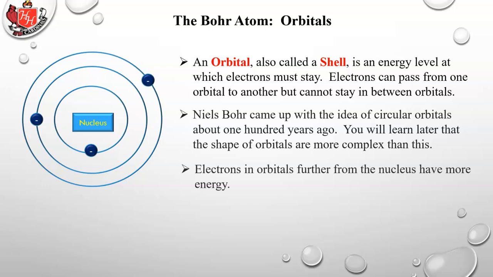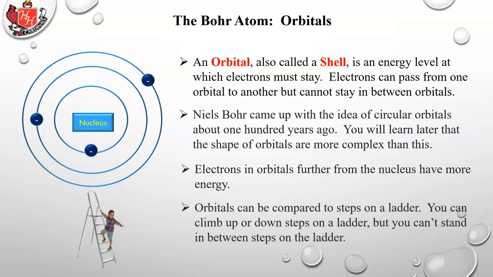Electrons in orbitals further from the nucleus have more energy. Orbitals can be compared to steps on a ladder. You can climb up or down steps on a ladder, but you can't stand in between the steps on a ladder.